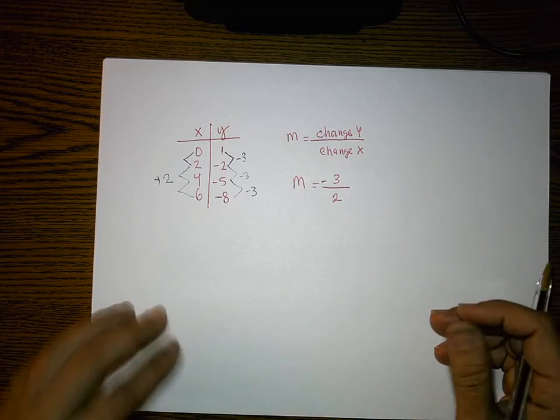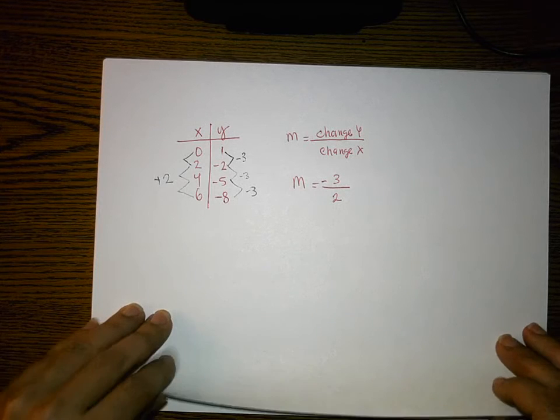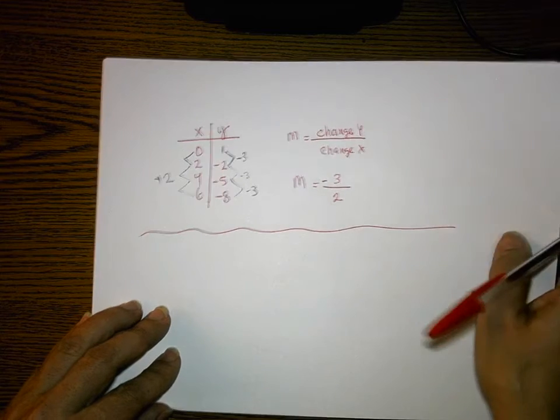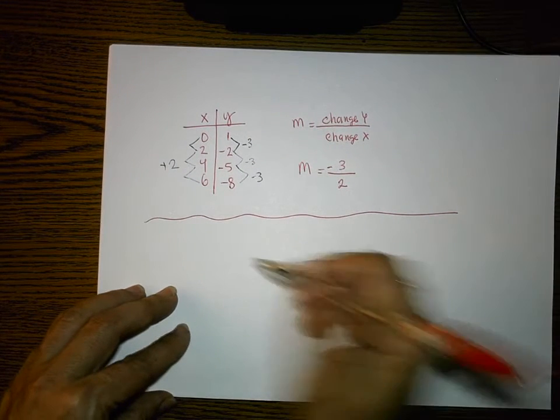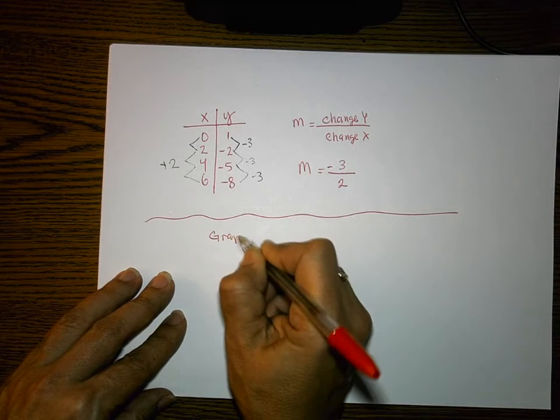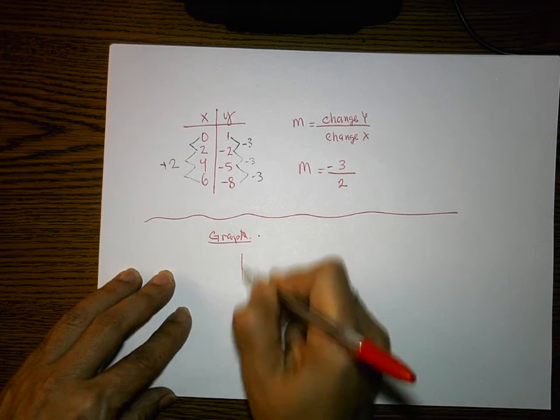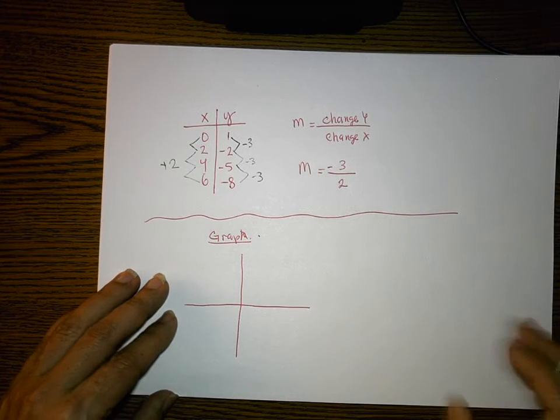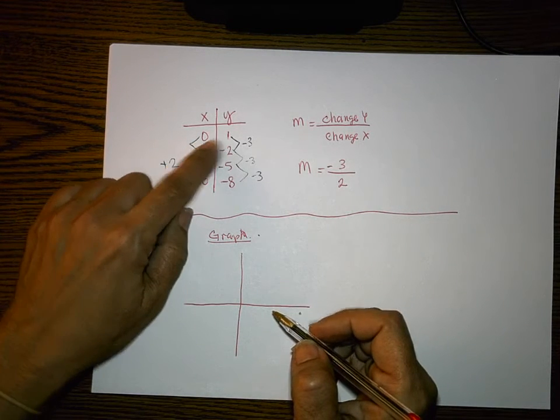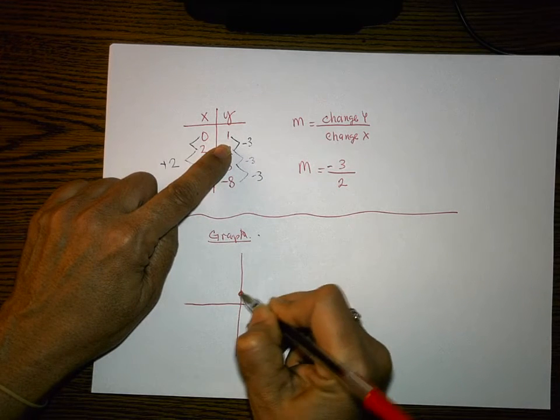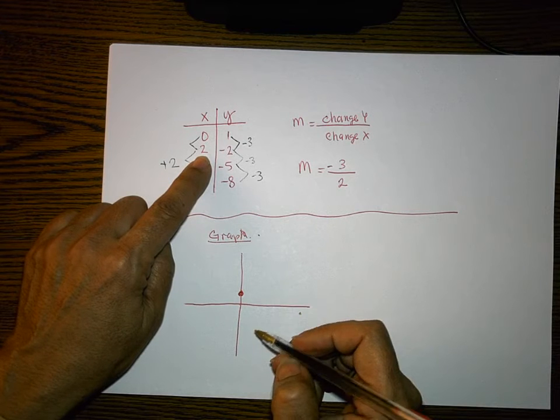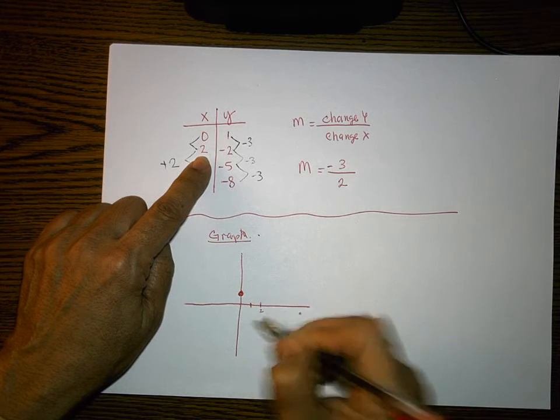The second thing I told you is we were going to be able to tell the slope from a graph. So right underneath here, I am going to use exactly the same ordered pairs I just gave you. So it's kind of unfair, we already know the answer. But from a graph, I'm going to graph those points right there. 0 for x, 1 for y. There's my first point right there. And then 2, negative 2.